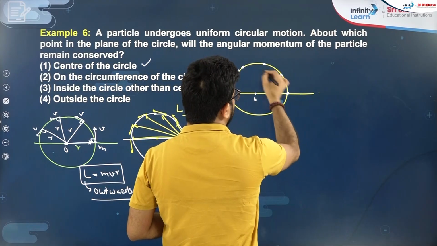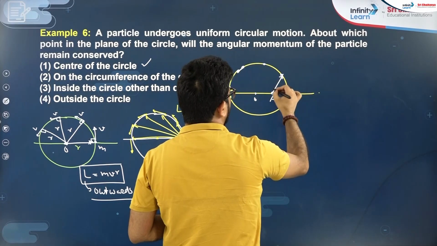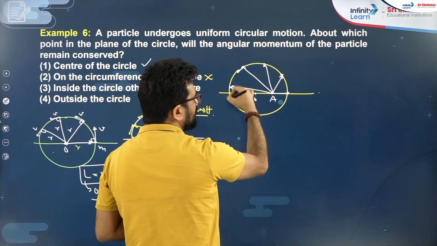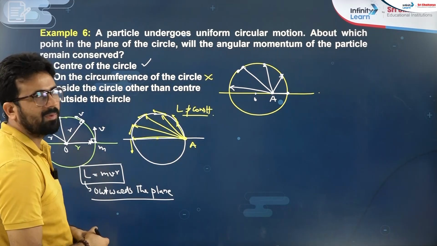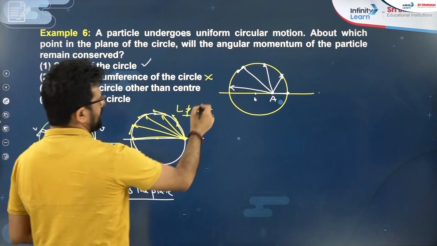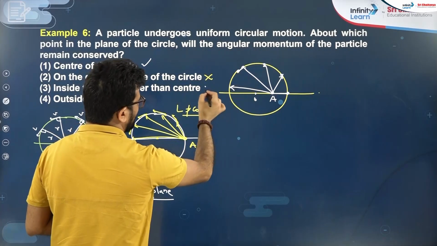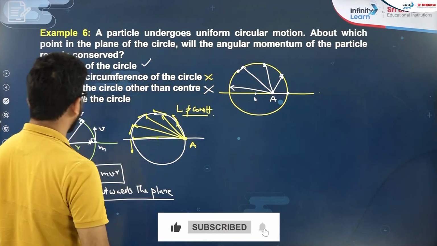So every point, you can find this distance or this distance. Every distance is going to change here. Here also the distance is changing. Definitely we cannot say the angular momentum remains conserved here. Sorry, linear momentum, angular momentum about this point is also not constant, because the r is changing, v is constant here.